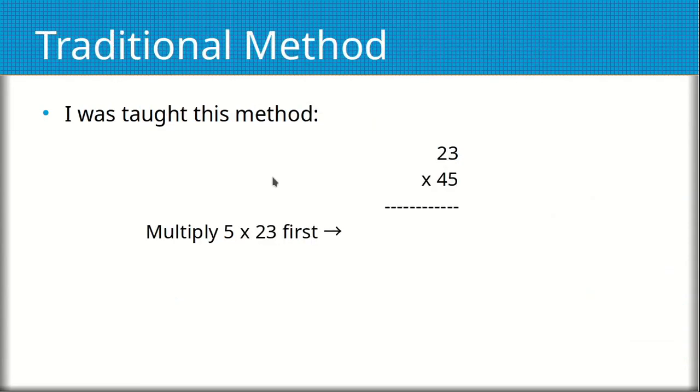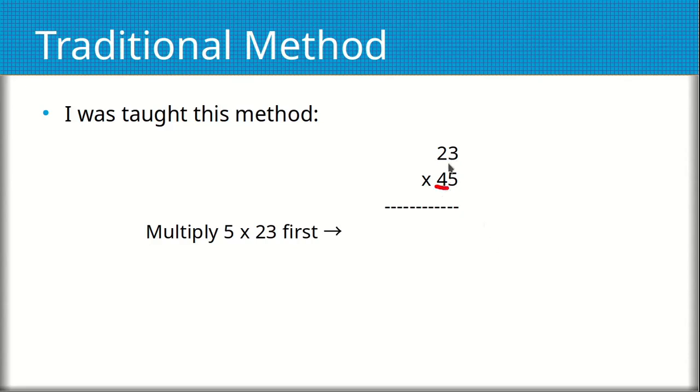Now, the traditional method I was taught was to do it in steps. So you start off with the 5 digits, and you multiply by 3, and you move on to the 2, and you put it in the first row, right?